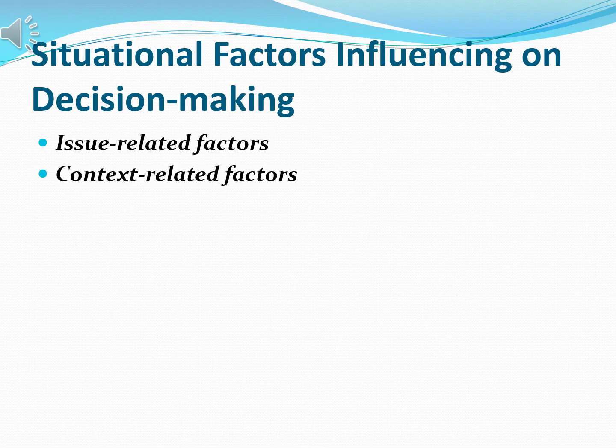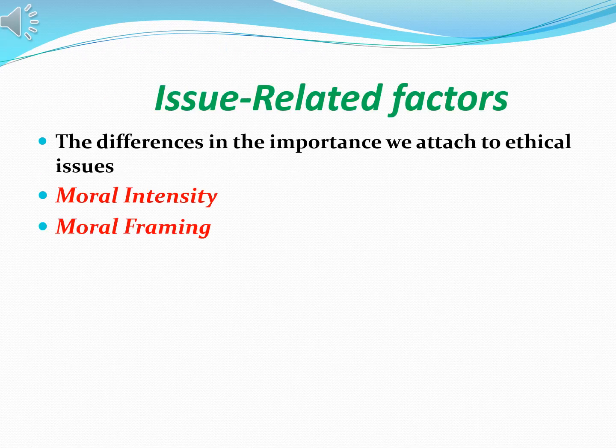After giving some examples, we can divide situational factors influencing decision making into two main categories. One is issue-related factors, and the other is context-related factors. Let's see what they are. Issue-related factors are the differences in the importance we attach to an ethical issue. It depends on the intensity or the framing of the issue, and we make decisions according to this. So let's see what moral intensity and moral framing are.